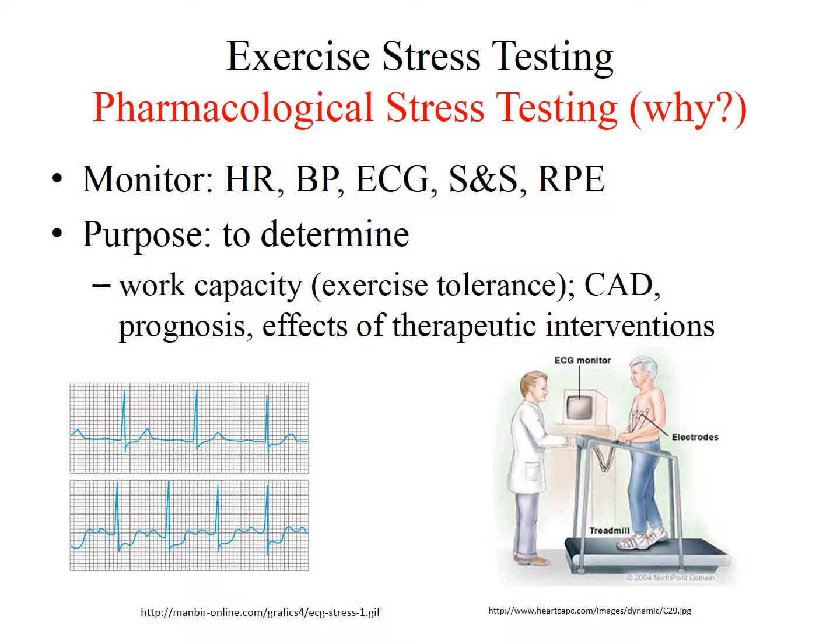For the exercise stress test, the patient walks on a treadmill or rides an exercise bike while their heart rate, blood pressure, electrical activity, signs and symptoms, and rate of perceived exertion are assessed. Various protocols are used to progressively increase the workload for the patient.